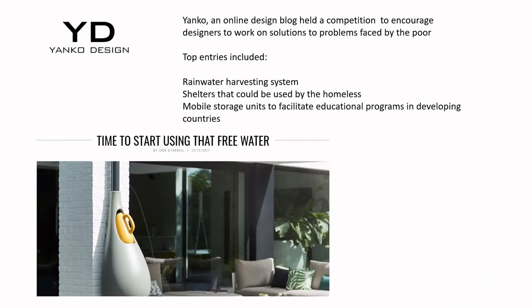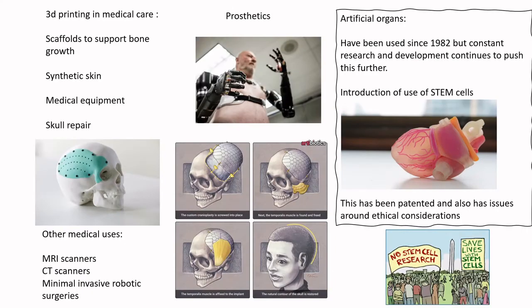You then also got a few other design companies. So Yanko Design is quite a big design magazine and website, where they're looking at harvesting things like rainwater and homeless shelters and that sort of thing. Again, these are just examples. You don't necessarily need to know these exact examples, but I'm just going to show you a few that you might be aware of or bring up in exams.